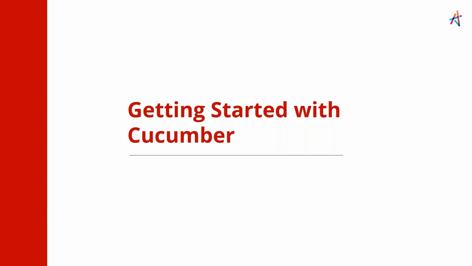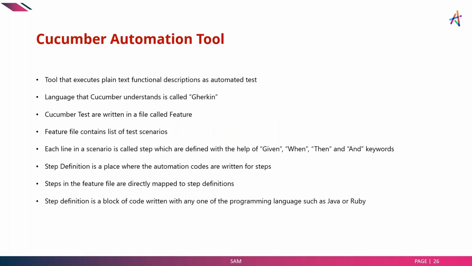Getting started with Cucumber. Cucumber is an automation tool that executes plain text functional descriptions as automated tests. The language that Cucumber understands is called Gherkin. Cucumber tests are written in a single file called a feature file. A feature file contains a list of scenarios. Each line in a scenario is called a step, which is defined with the help of Given, When, and Then keywords. Step definition is a place where the automation code is written for steps.